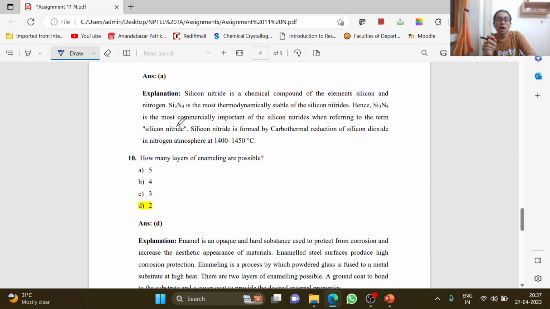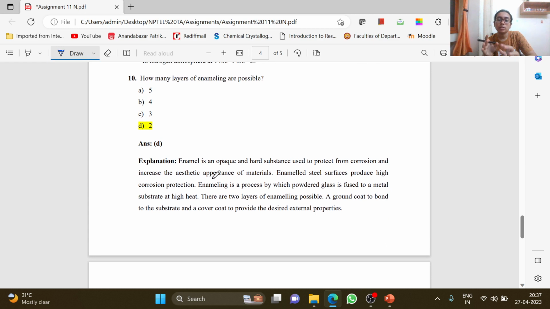Then moving to the next question: how many layers of enameling are possible? Only 2 layers of enameling are possible, because enamel is an opaque hard substance to protect from corrosion and increase the aesthetic appearance of materials. Enameled steel surfaces produce high corrosion protection. Enameling is a process by which powdered glass is fused with a metal substrate at high heat. So there are 2 layers of enameling: one, a ground coat to bond to the substrate, and another, a cover coat to provide the desired external properties.